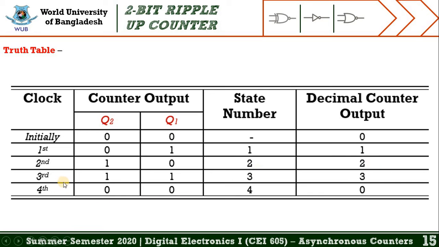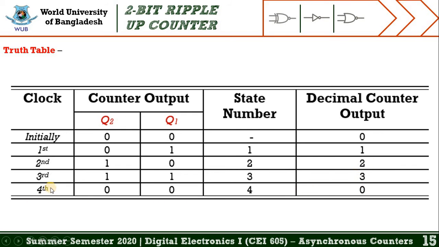Sorry, I repeat it again. If we look at the fourth row of the clock column, we may find at the counter's output the value of q1 is equal to 1 and the value of q2 is equal to 1, and for this condition we placed the state number 3. If the binary number is 1 1, then we can write the equivalent decimal number 3.